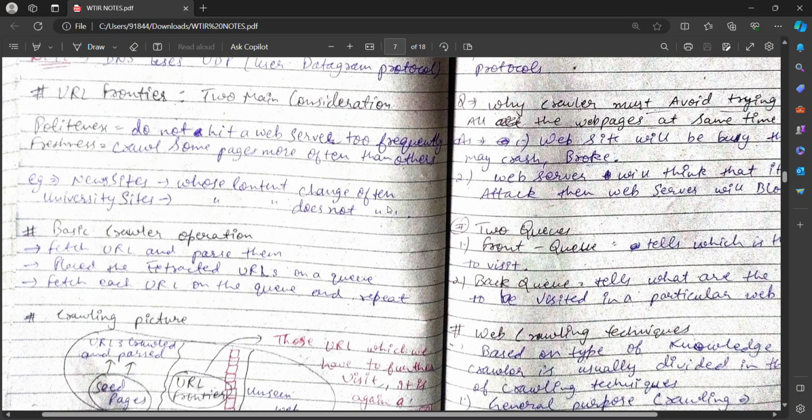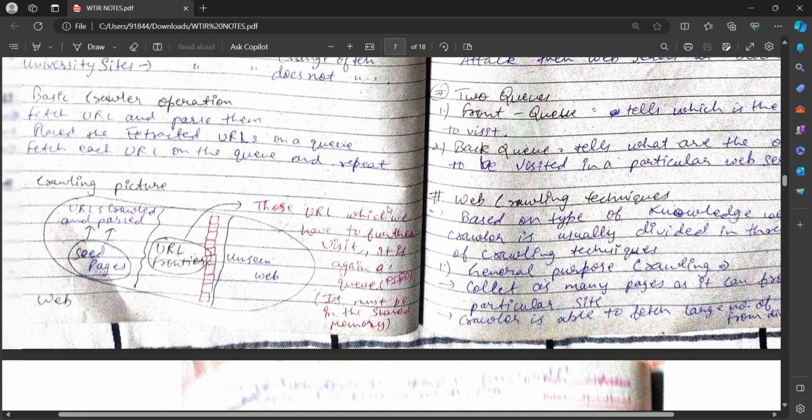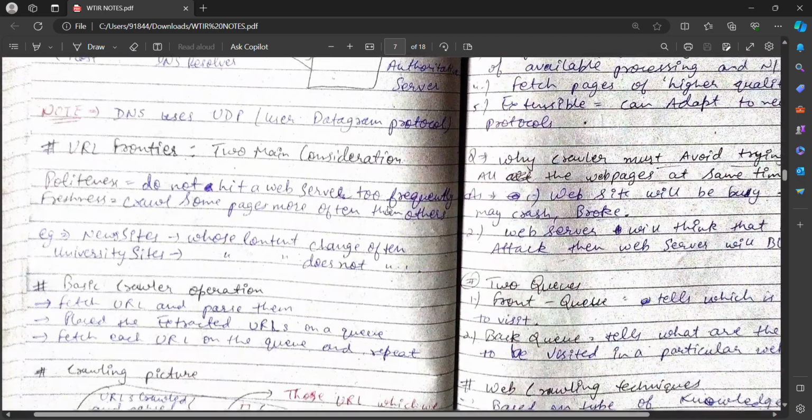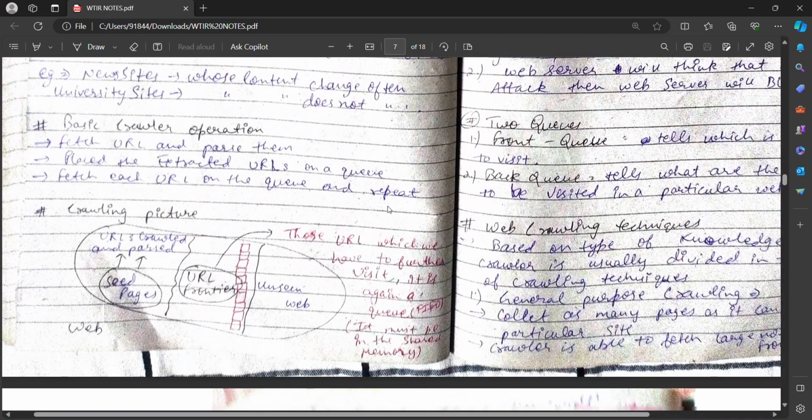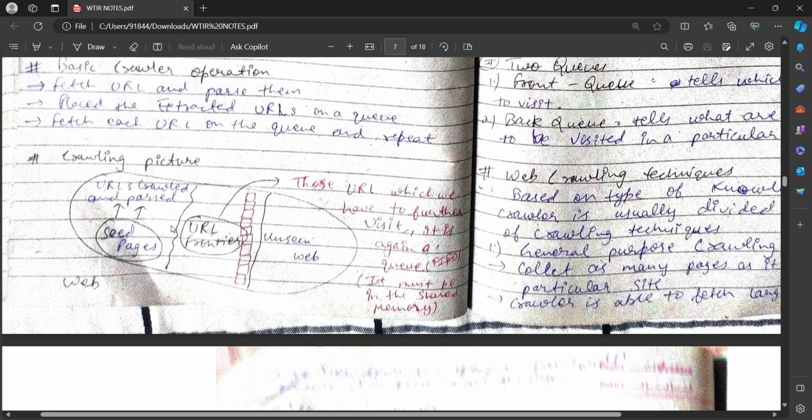Let's now move to the next part of this WTIR playlist, where we are going to discuss a few questions that can directly come into your exams, and these questions will give you the basic understanding also. In the previous video we discussed DNS and all the approaches. Now as you can see in my notes, this is basically the crawling picture.